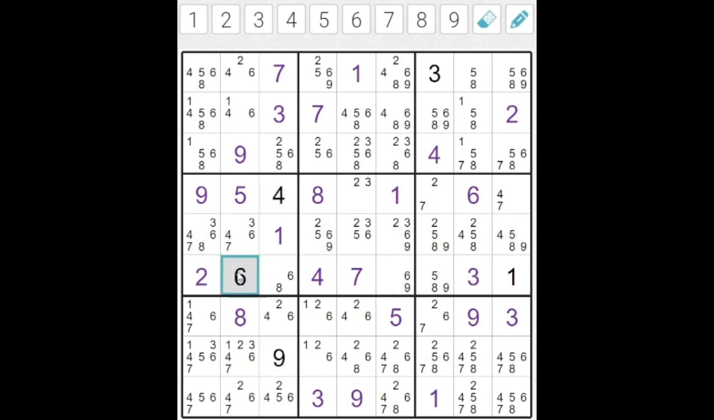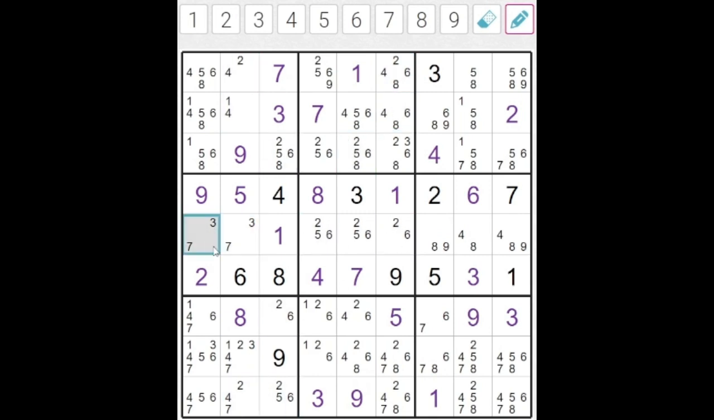As you can see, this method isn't that complicated and can be a great way to solve harder puzzles. Anyway, that's going to be it for today's video.